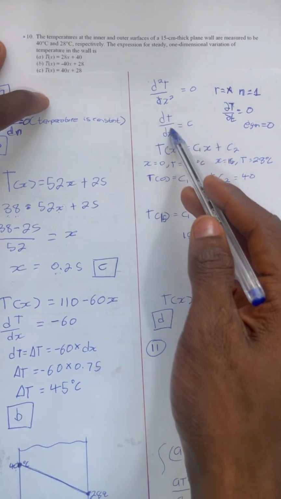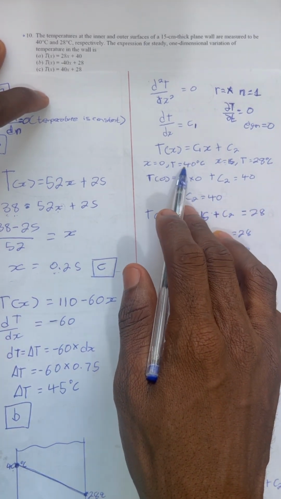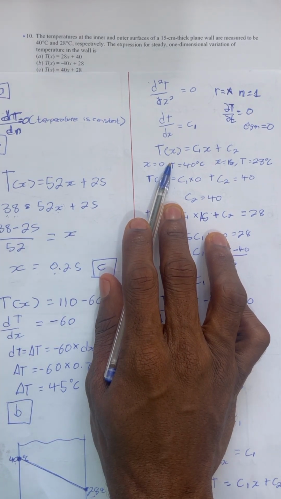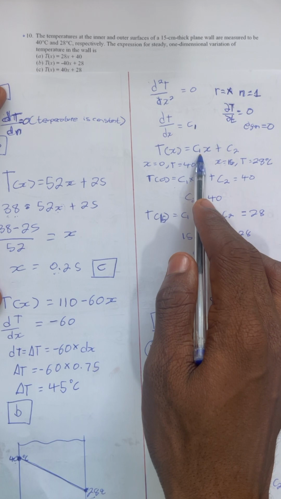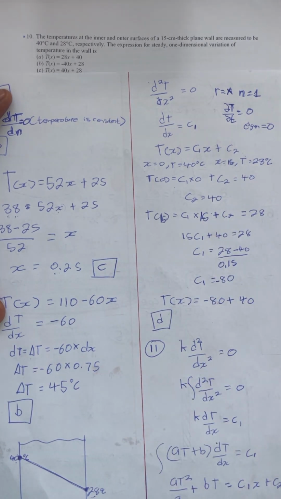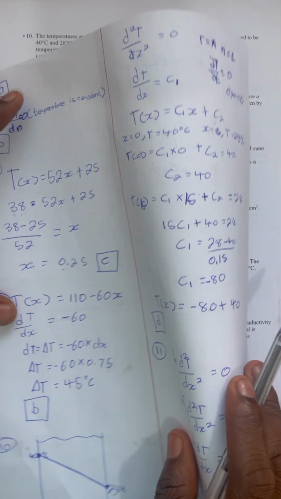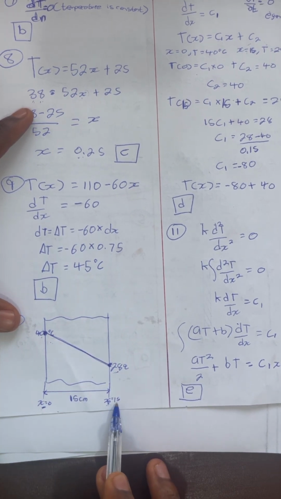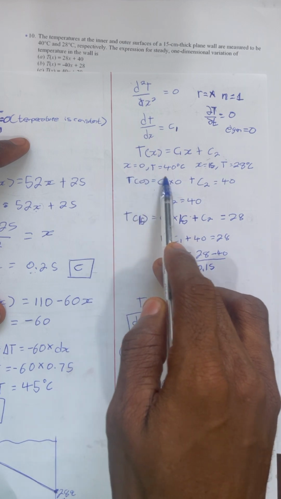So you will integrate this equation. After integrating, you get a constant C1. Then you integrate it again, and after integrating it again, you get T = C1x + C2. So after getting this linear equation, you have to find your C1 and C2. So we use boundary conditions to find that. At x equals 0, the temperature is what? 40. And at x equals 15, the temperature is what? 28.